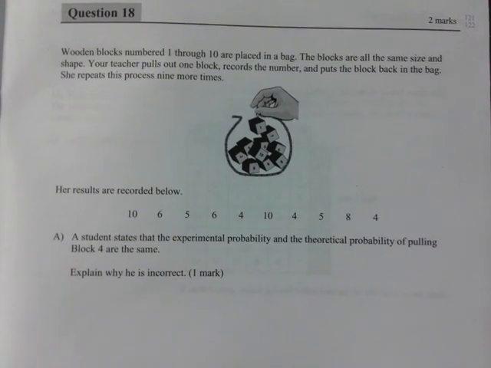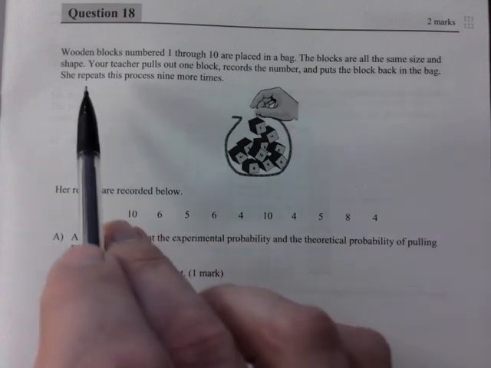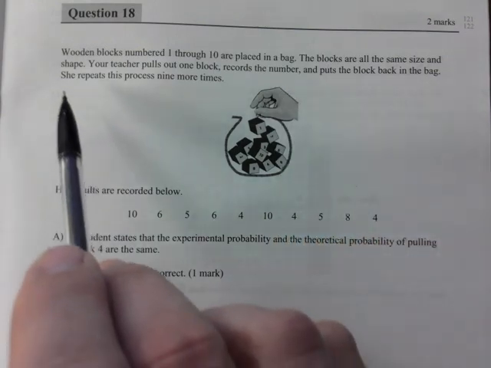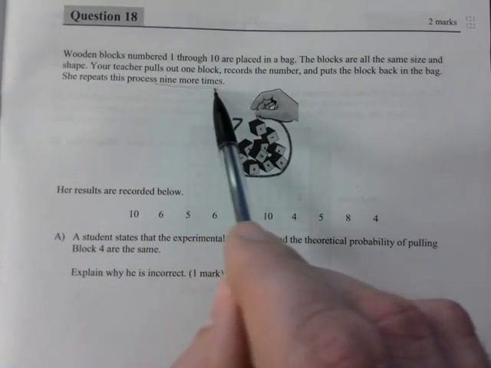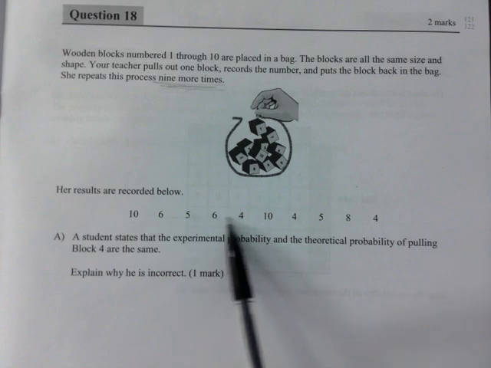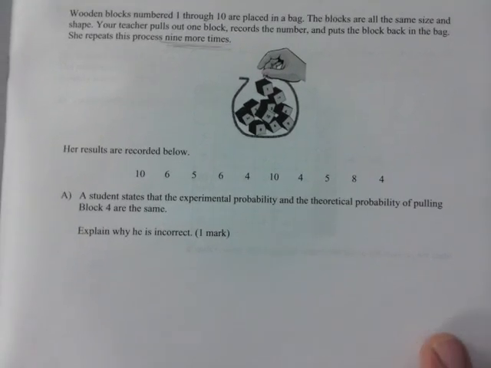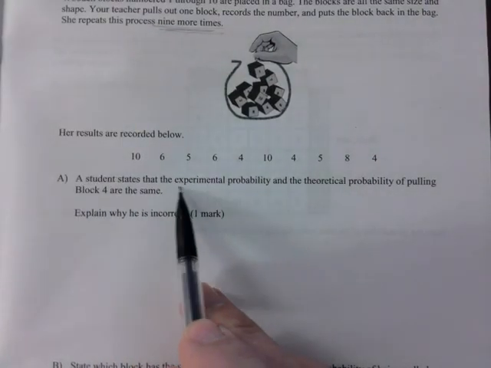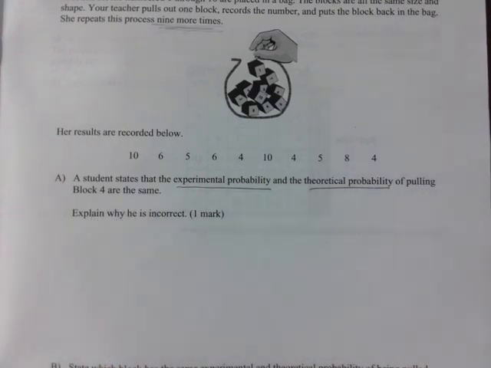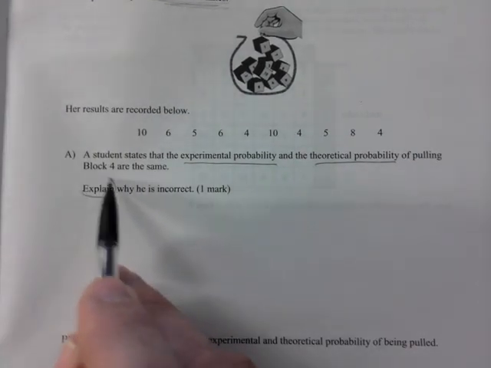I'm interested in this one, if you remember this one. Wooden blocks numbered 1 to 10 are placed in a bag. The blocks are the same size and shape. Your teacher pulls out 1 block, records the number, puts it back. She repeats the process 9 more times. So 10 in all, right? Her results are recorded below. So these are the results. Experimental, right? This should ring a bell, experimental. A student states that the experimental probability and the theoretical probability of pulling a block of 4 are the same. Explain why she's incorrect. Explain.